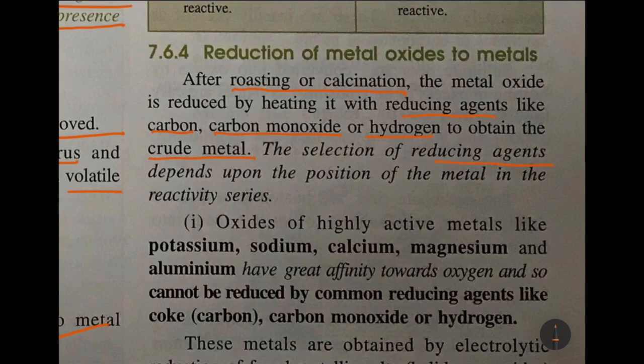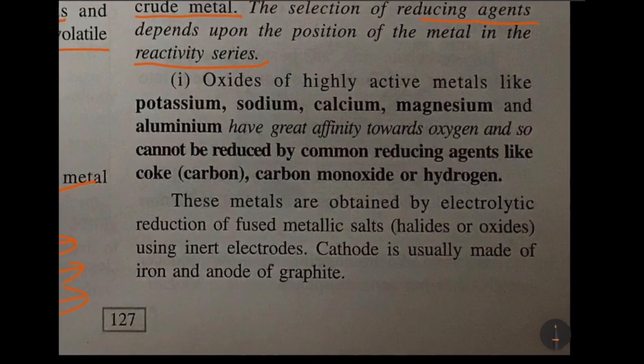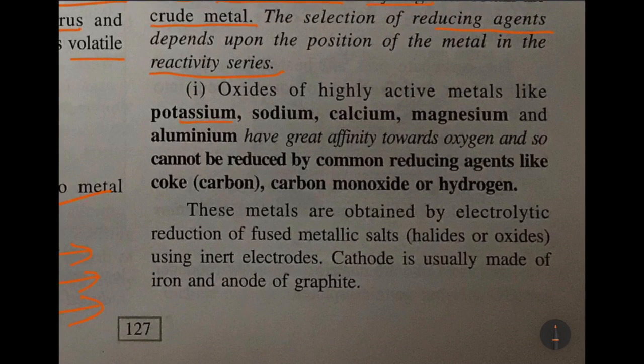So you have to select the reducing agents in such a way that you see the position of the metal in the reactivity series. Now, oxides of highly active metals like potassium, sodium, calcium, magnesium, and aluminium have a great affinity towards oxygen. So it is not easy to reduce them by using common reducing agents like carbon, which is coke, carbon monoxide or hydrogen. And if you remember, we did the separation of these in the electrolysis chapter. So these metals are obtained by electrolytic reduction of fused metallic salts, halides or oxides, using inert electrodes.